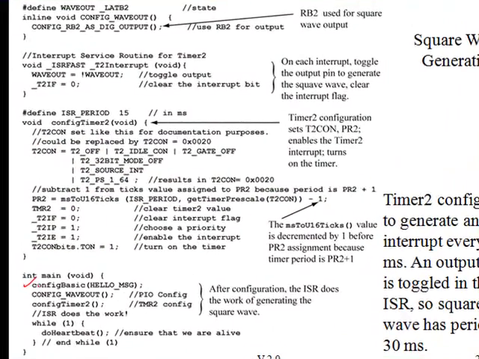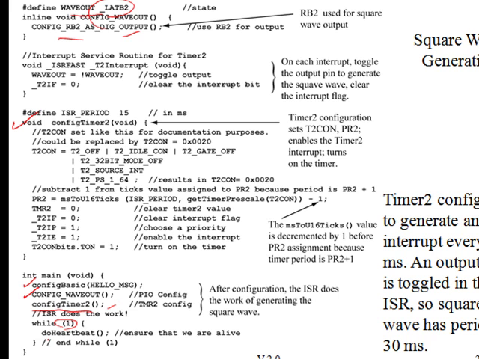We're first going to do config basic as we always do. Then we're going to configure our parallel I/O, which is essentially configuring our RB2 output to be a digital output here. Then we're going to call our config2 timer code, which is this. At this point, our timer is now counting up.